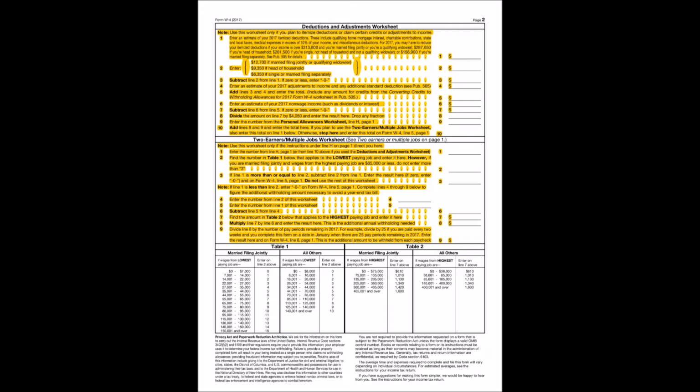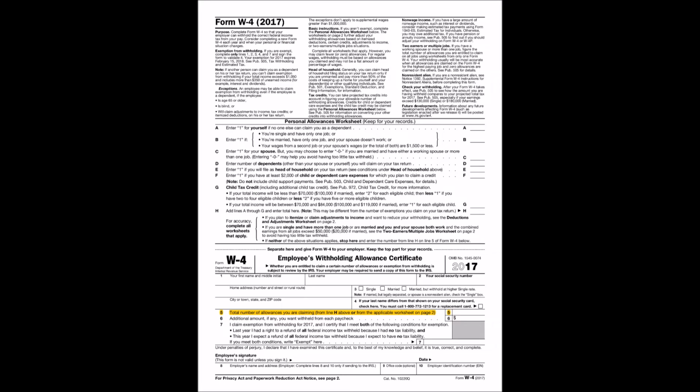However, on the second page here, these two highlighted sections, they're two separate worksheets. The top one you should fill out if you itemize your deductions, and the bottom one you need to fill out if either you have multiple jobs or you're married filing joint and there's two earners, right? You and your spouse both make a wage. You got to fill out that section. But all of this is going to tie back and add up here on line 5 to the total amount of allowances that you're claiming.